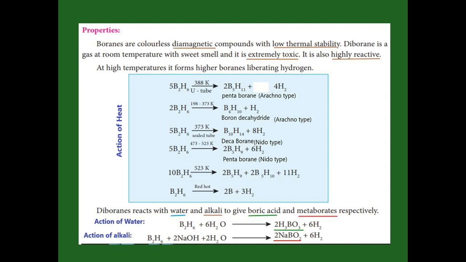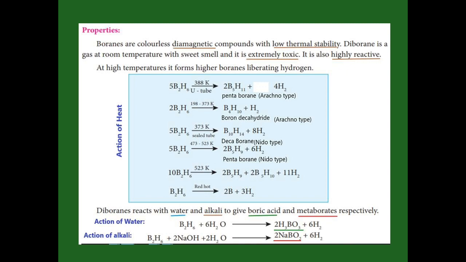And B2H6, once again, 5 moles of diborane at temperature 473 Kelvin to 523 Kelvin changes to pentaborane B5H9 and liberates hydrogen. Then 10 moles of diborane under 523 Kelvin give B5H9 along with B5H11 and liberate 11 moles of hydrogen. And B2H6, when heated red hot, gives boron and hydrogen.